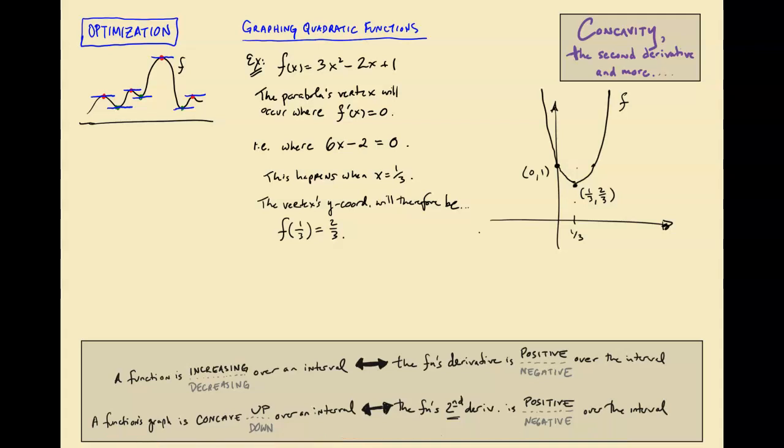Oh, actually, before I erase all this stuff, let's relate the second derivative stuff to it. What's the second derivative of this function? Well, the first derivative was 6x minus 2. That means the second derivative is the constant function 6. That means that the function's second derivative is always positive over all real numbers. That means that the graph should be concave up everywhere. And indeed, it is. So, just a bit of confirmation.